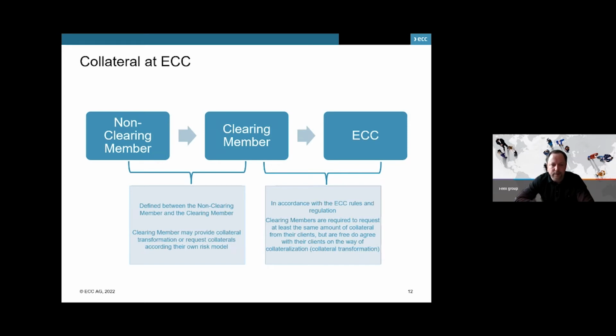That means the relation between non-clear member and clear member could be defined in bilateral agreements between the non-clear member and the clear member. And here the clear member could also provide additional collaterals or accept additional collaterals, what we call then a collateral transformation. This is a typical banking service to fulfill the margin requirements with ECC.